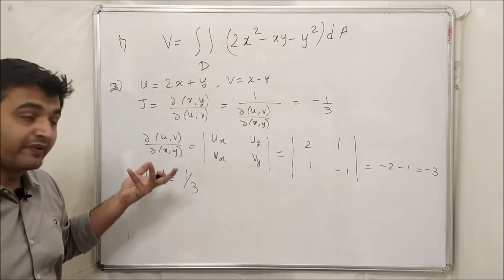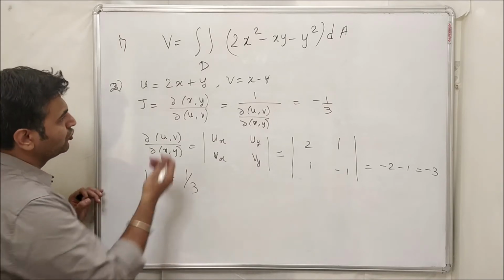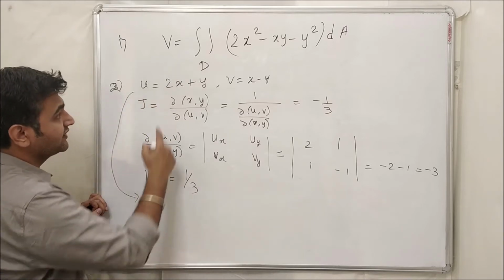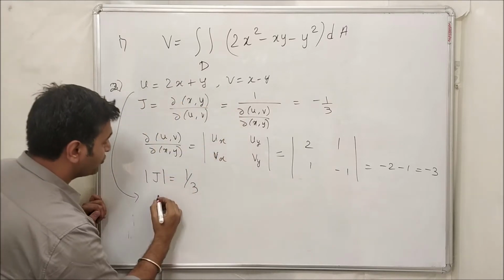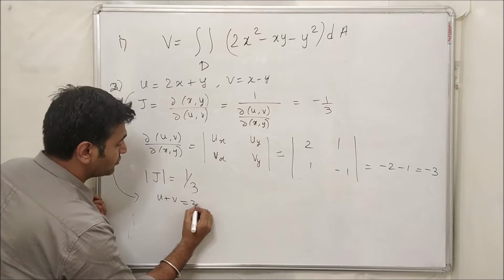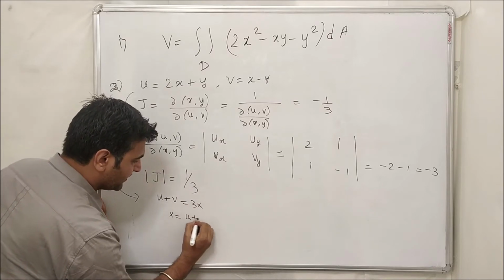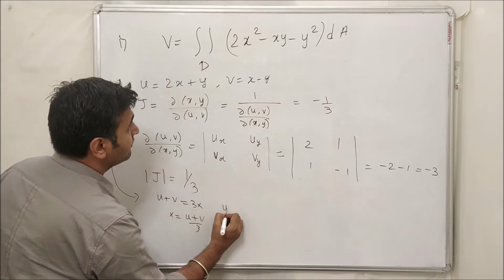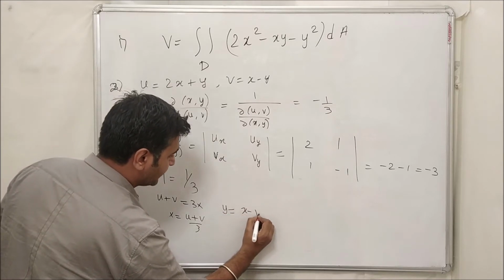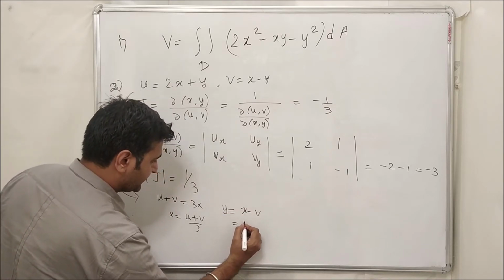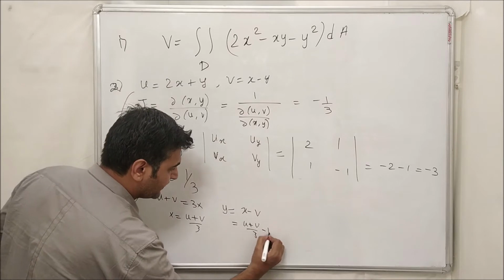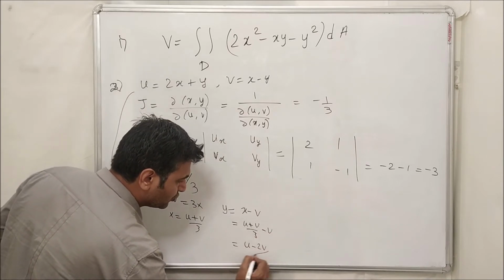So see, that's how your job becomes easy. But suppose if you don't trust me, no problem, you can solve this. If you add this up, what you get? If you add this up, you get u plus v is equal to 3x. So x is (u plus v) by 3, and what will be your y? y will be x minus v. So what is your x? (u plus v) by 3 minus v. So (u minus 2v) by 3.